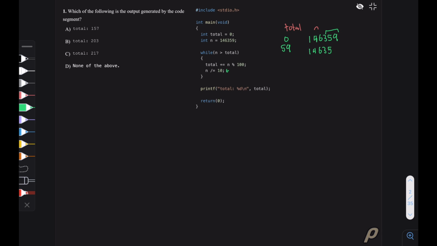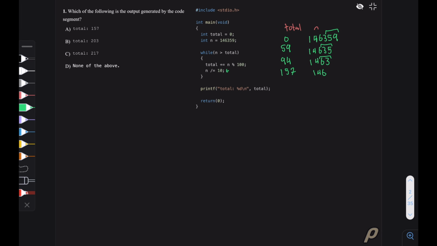And n is still greater than our total, so we'll repeat this process. Now n mod 100, we get 35, and 59 plus 35 is 94. And then again, we take off the last digit, so we get 1463. 1463 is bigger than 94, so we do yet another loop. Once we do this next loop, we get 63 as our modulus, and if we add that to 94, we get 157. And if we divide 1463 by 10, we get 146.